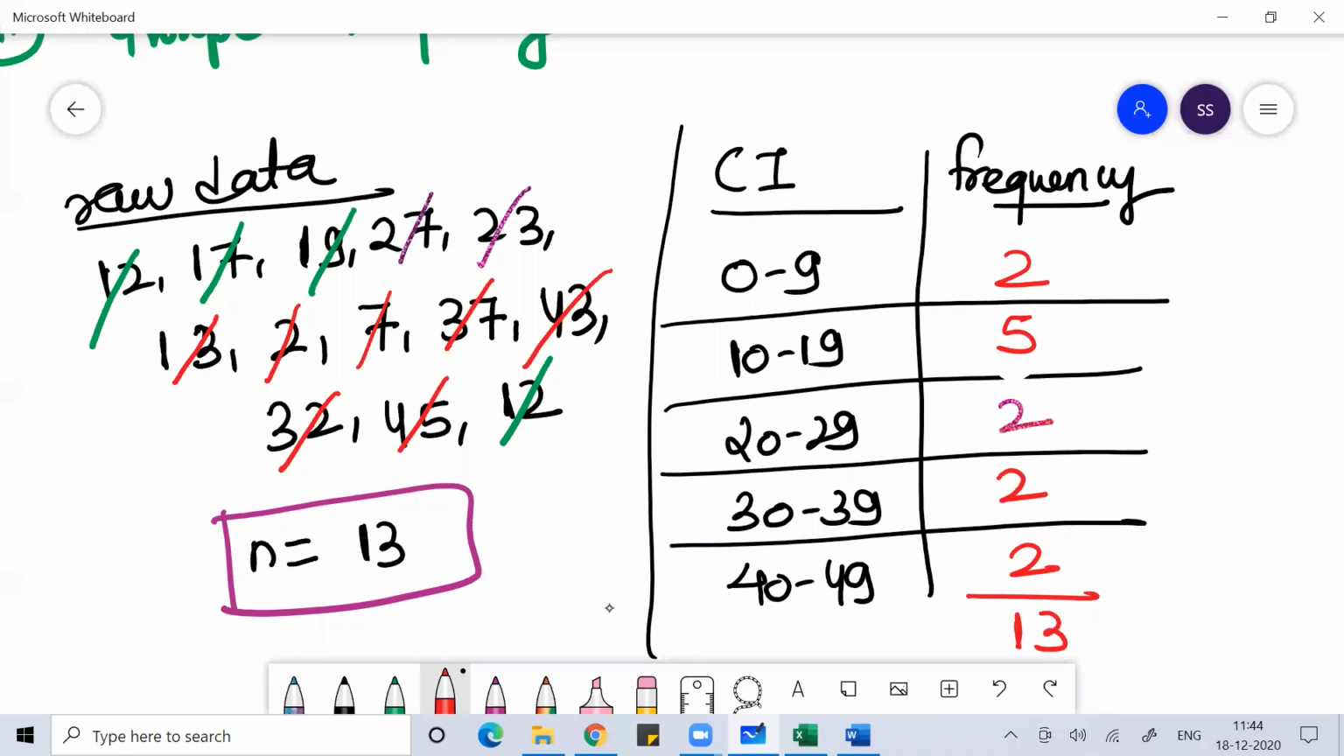This way, if you're writing the data, it means we are writing the data in terms of class interval and frequency. Thank you, Abhishek. Thank you, Hemant. So is this clear with you?